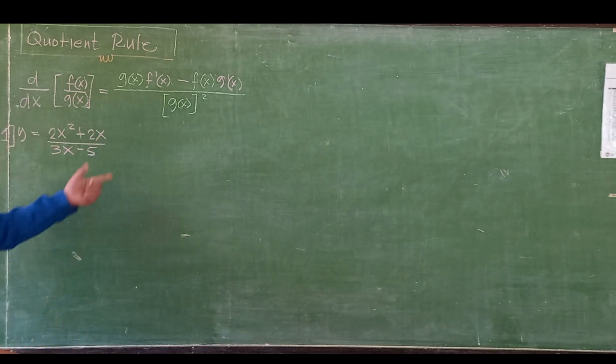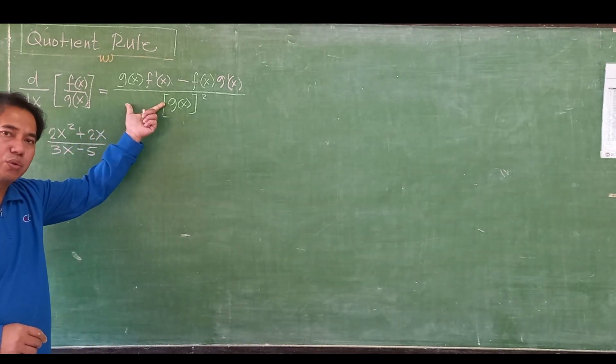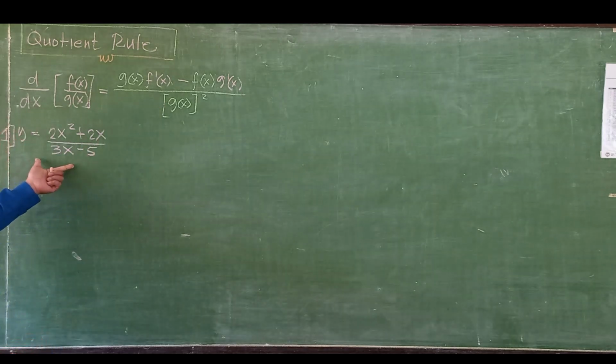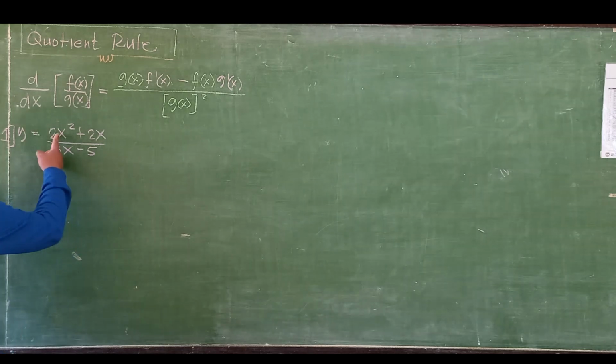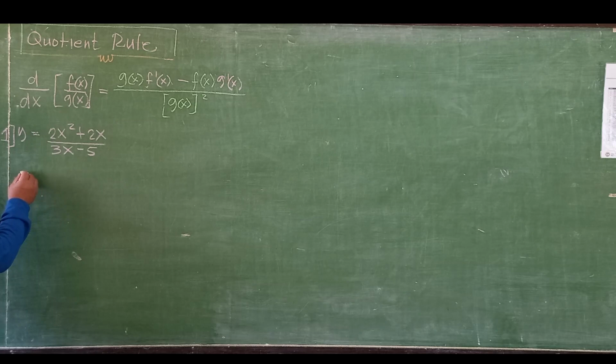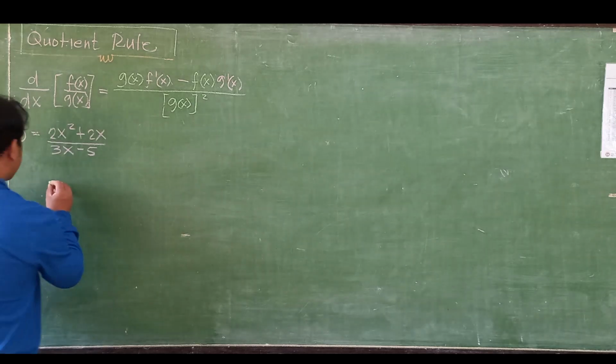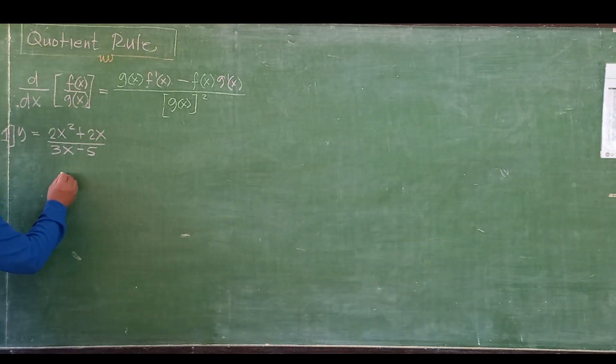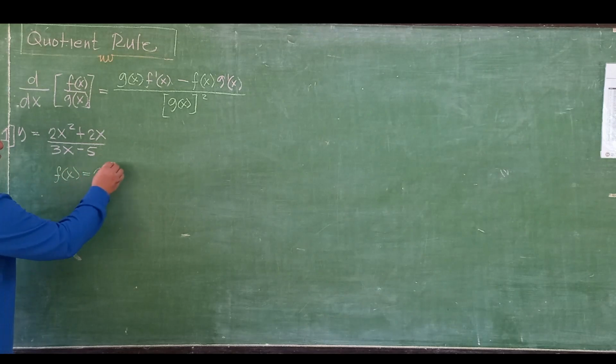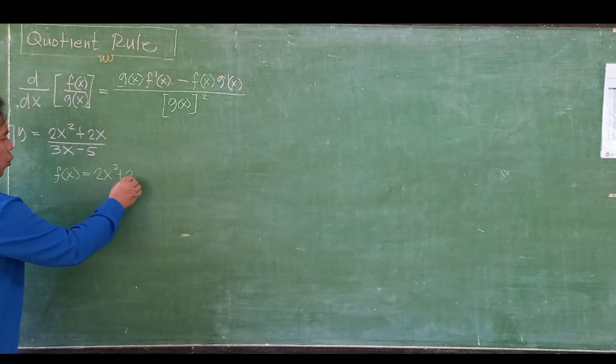So that for us to understand this one, for us to illustrate, we use our example. Again, let's try to identify where is the g function and where is the f function. Our f function in here is the numerator. That is, we say f of x is equal to 2x raised to 2 plus 2x.